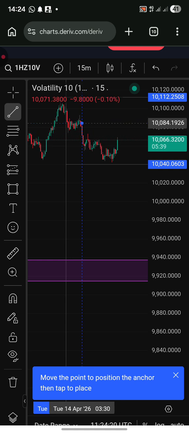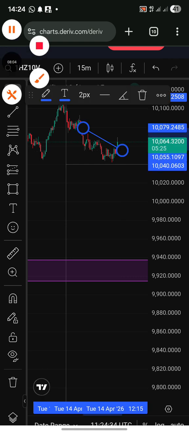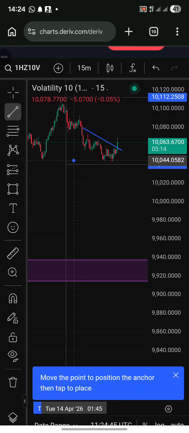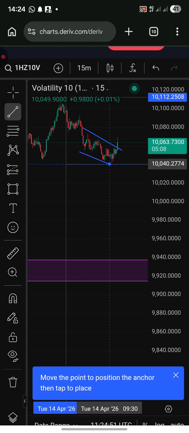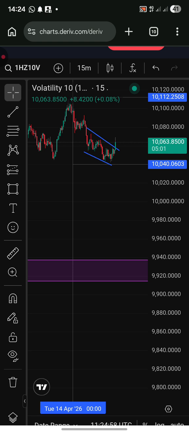For example, this market has been moving this way in the lower time frame, this way. It has been moving this way in the lower time frame. So another thing here, this is a higher high and a lower high, higher high and lower high, higher high and lower high. So it comes here and inspects the demand zone.